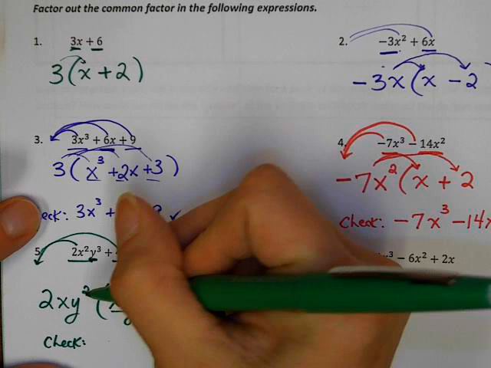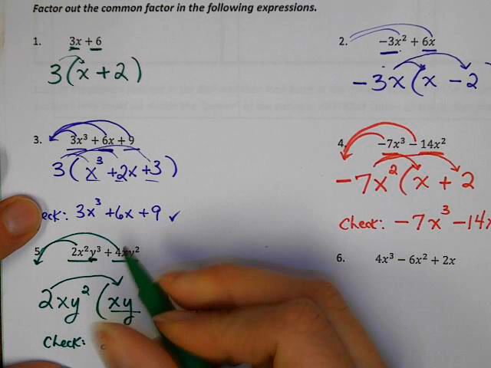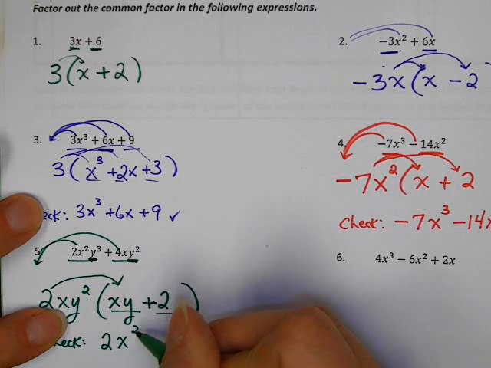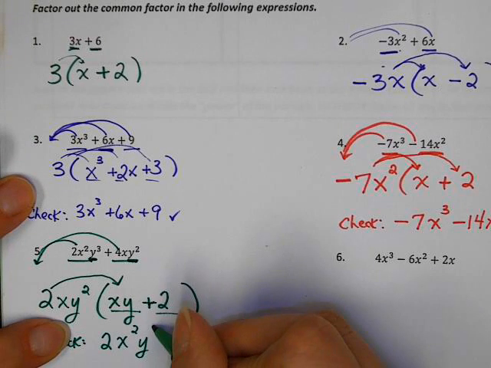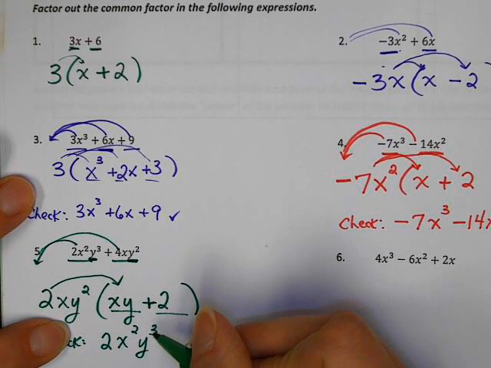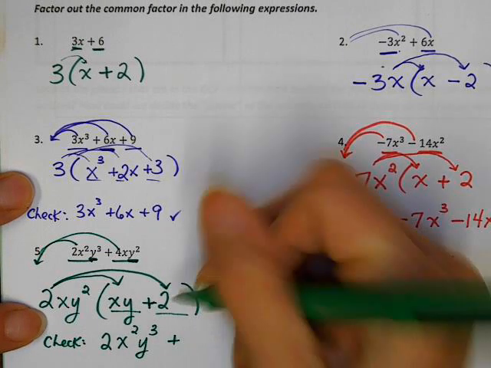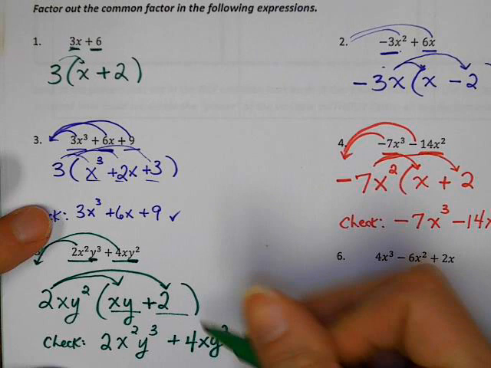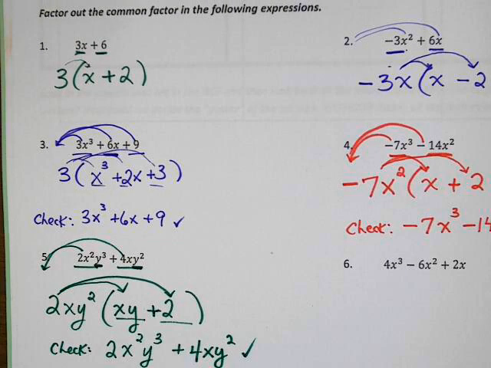2 times 1 is 2. X times x, that makes a total of x squared. Y squared times y is y cubed. Plus 2 times 2 is 4. And then you've got the x, y squared. Was that the problem? All the numbers worked out? Perfect, it checks.